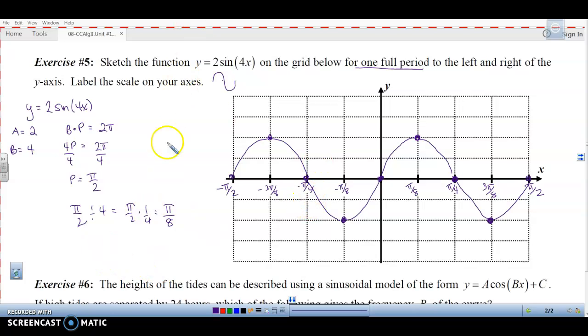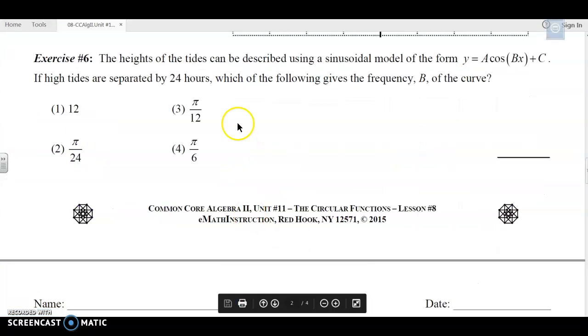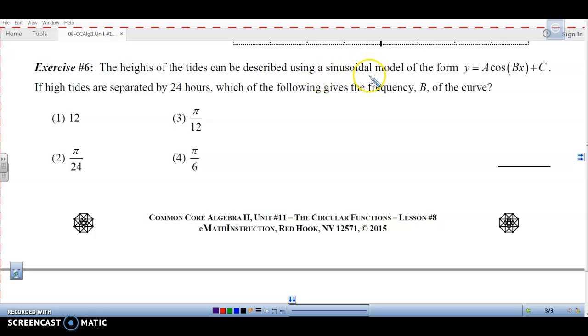All right, let's do the last one. Let's look at exercise 6. The heights of the tides can be described using a sinusoidal model of the form y equals a cosine bx plus c. If high tides are separated by 24 hours, which of the following gives the frequency b of the curve? Okay, now what we have is a unit of time here. High tides are separated by 24 hours.